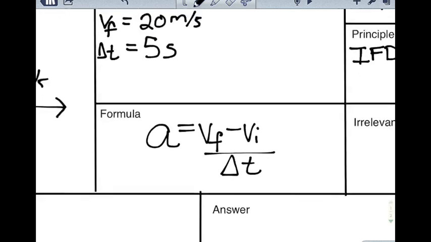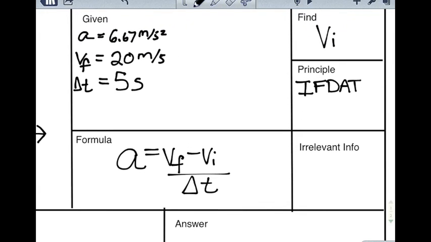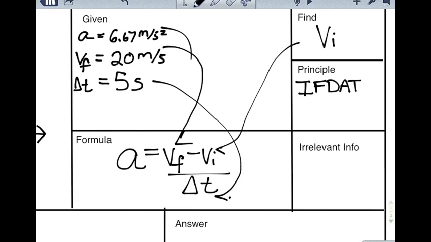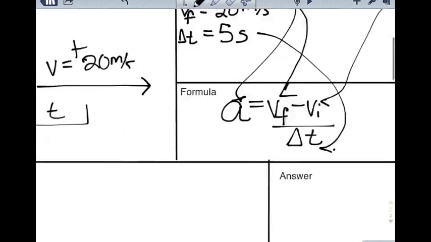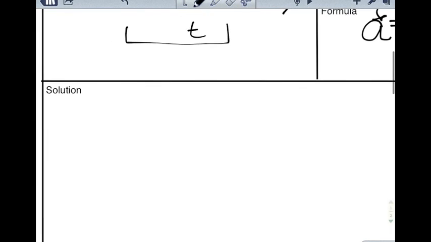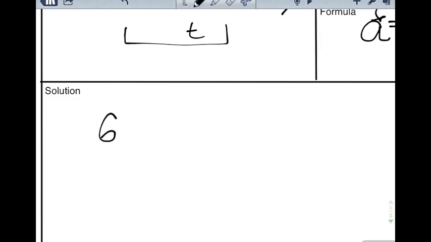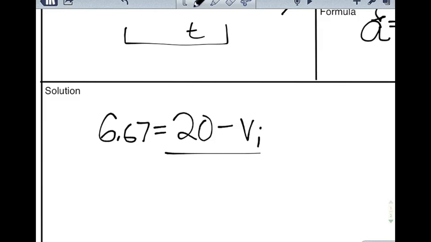So we look at our stuff to see if there's any irrelevant information. Is there anything extra? Well, we're trying to solve for VI. We have T, VF, and A, and all the variables are accounted for, and there's nothing left over in the given. So we don't have any extra information. So now we can go ahead and plug in our numbers. So we can say 6.67 equals our final velocity minus our initial velocity divided by our time.